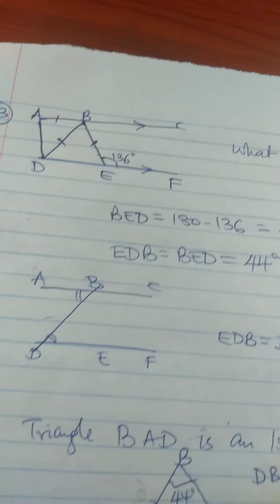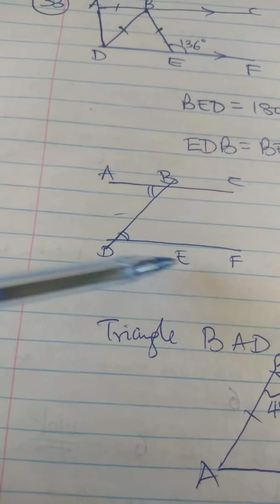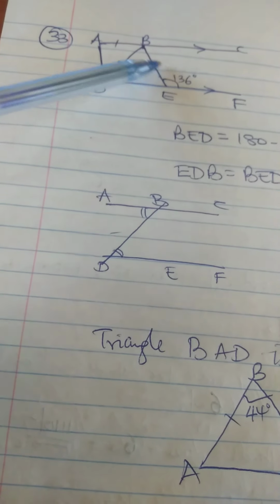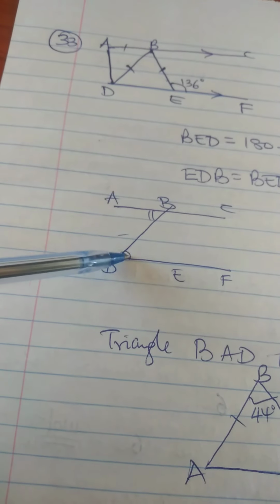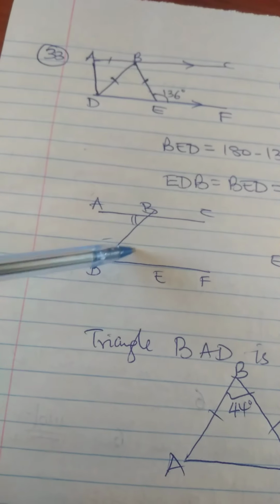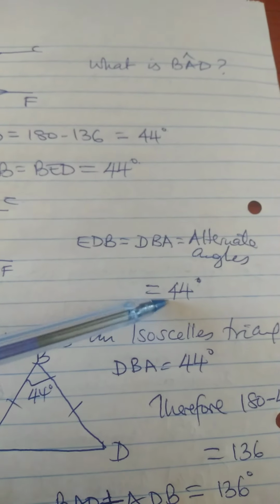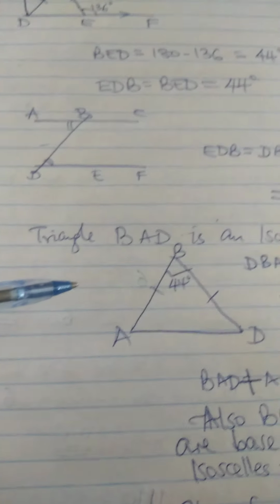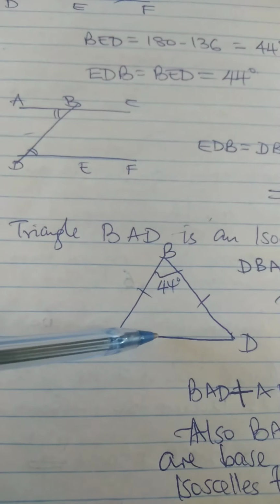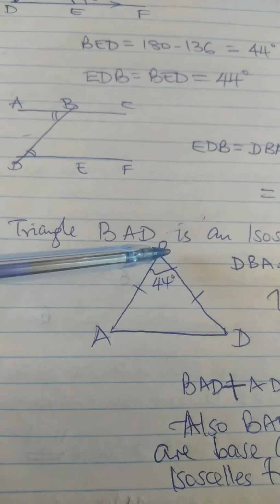Then I redraw my diagram because of BED, therefore these two are equal. These are the base angles of this isosceles triangle. So therefore this is 44 also. So this is 44 and this is 44, alternating. They are alternating angles. Therefore this is 44. And therefore triangle BAD, I have now redrawn it. This is 44, because this is the same angle that is here.